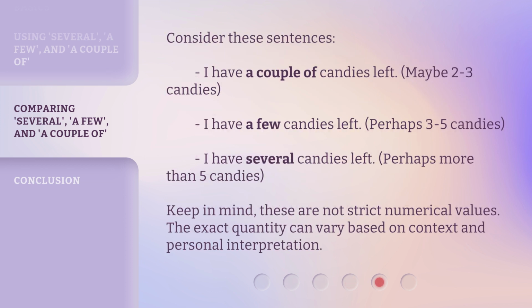Consider these sentences. I have a couple of candies left. Maybe 2 to 3 candies. I have a few candies left. Perhaps 3 to 5 candies. I have several candies left. Perhaps more than 5 candies. Keep in mind, these are not strict numerical values. The exact quantity can vary based on context and personal interpretation.